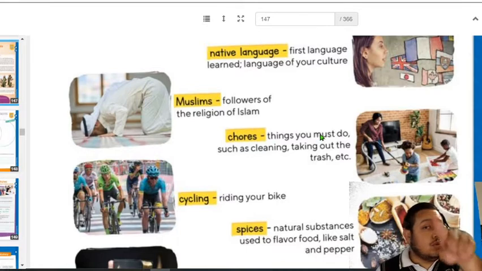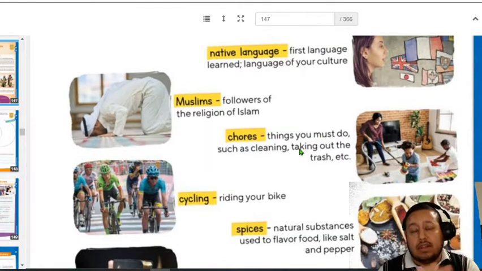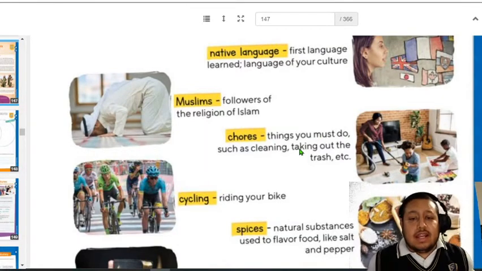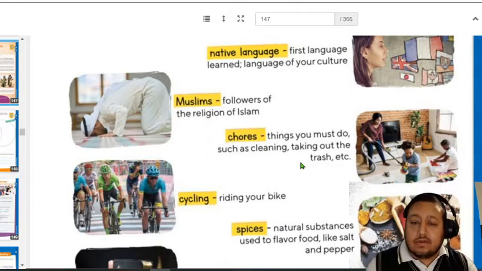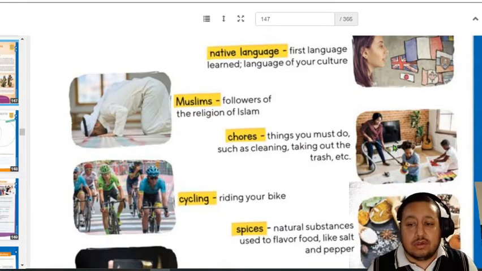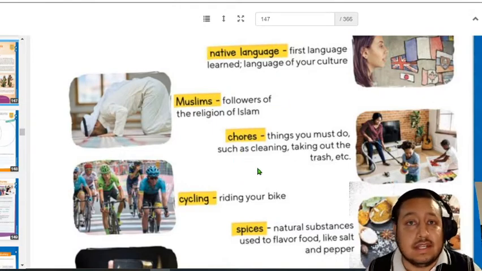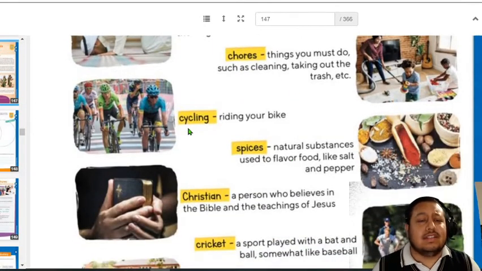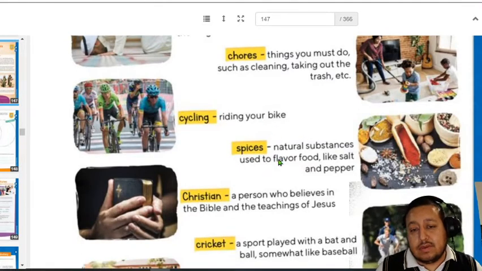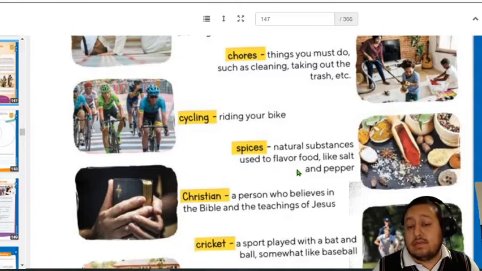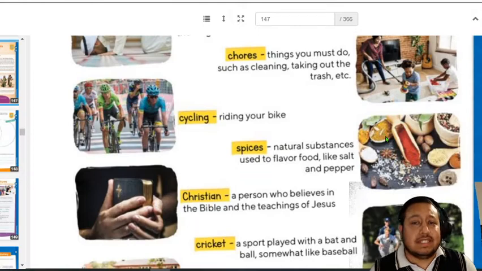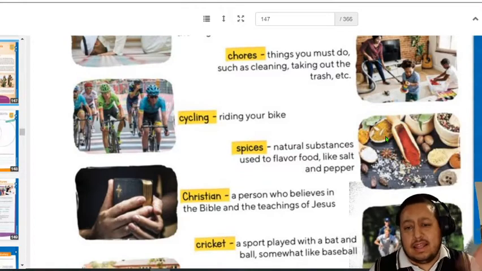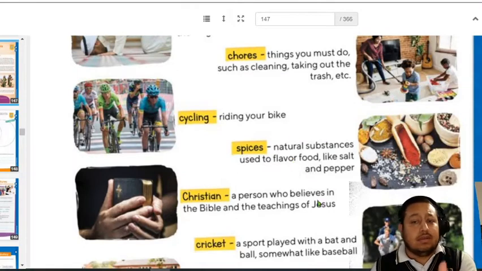Chores, things you must do, like now in the quarantine, such as cleaning, taking out the trash, etc. So these are the chores. The chores are the activities, los quehaceres en casa. Cycling, I think this is very easy. Riding your bike, that is cycling. And then we got spices, natural substances used to flavor food, like salt and pepper. Entonces, spices, todas las especies que su mamá usa, la sal, la pimienta, todo eso que usa su mamá para crear una sabrosa comida.